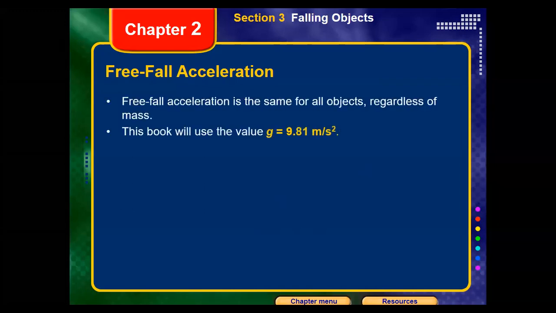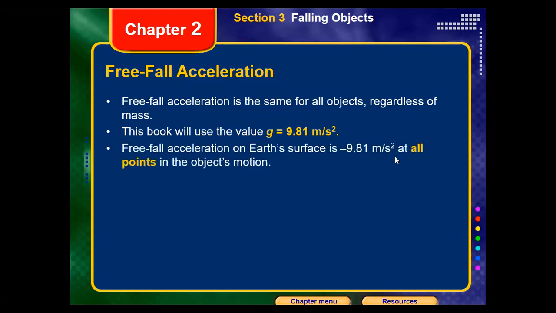Okay, free fall acceleration is the same for all objects regardless of mass. This book will use the value of 9.81 meters per second squared as g, the gravity acceleration. Free fall acceleration on Earth's surface is 9.81 meters per second squared at all points in the object's motion.